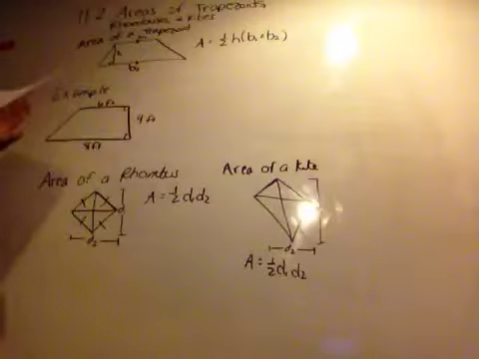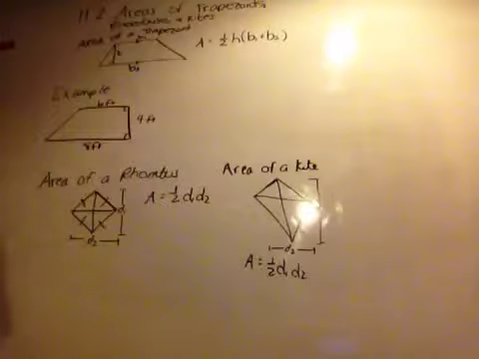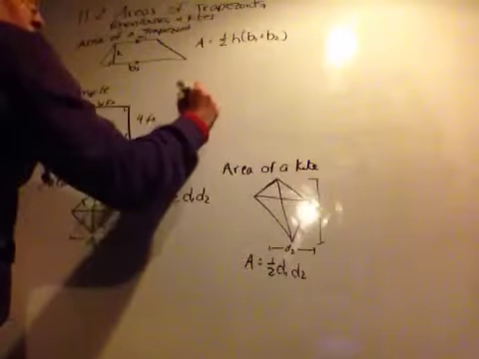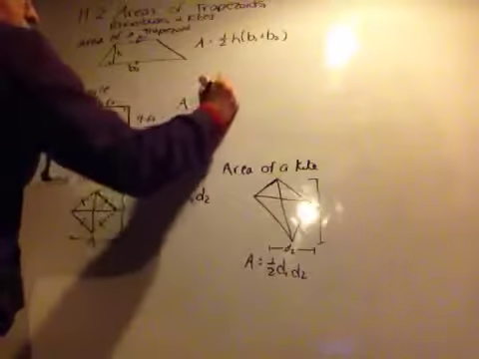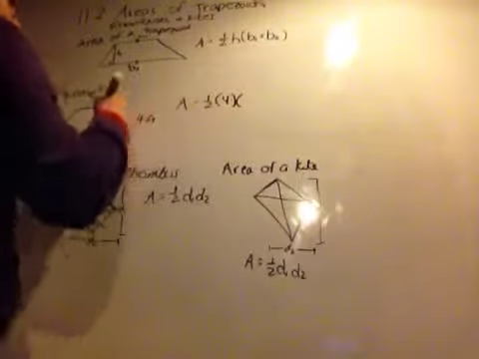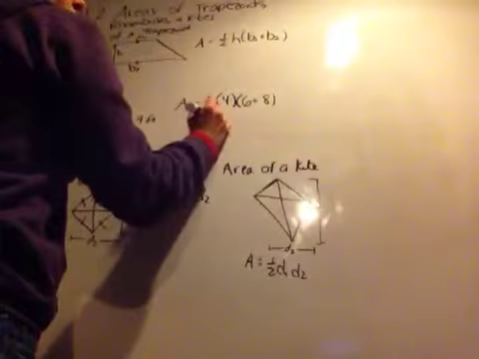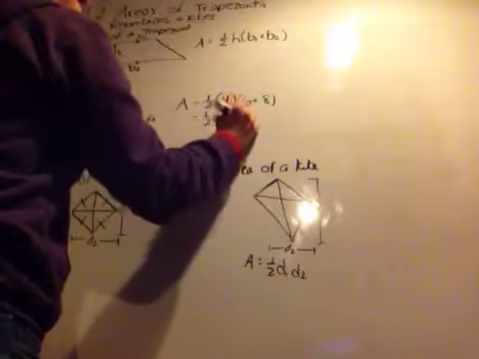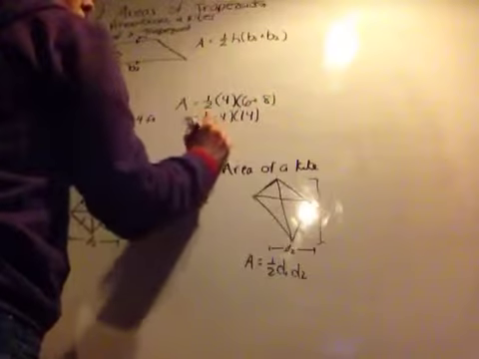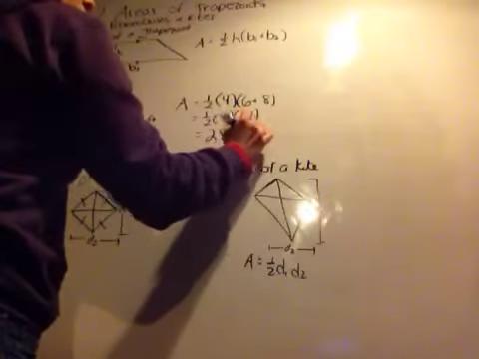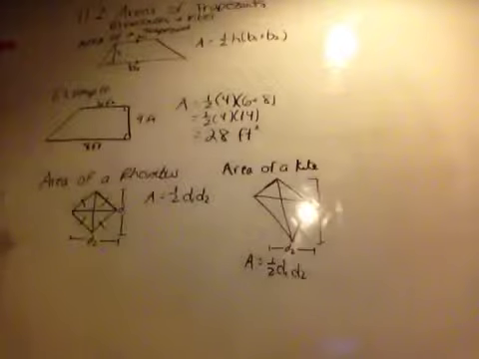So here's an example of finding the area of a trapezoid. We're going to use our area formula. 1/2, our height is 4, and then the sum of our bases, 6 plus 8. So it's 1/2 times 4 times 14, which is going to be 28 feet squared. Make sure you put your units on there.